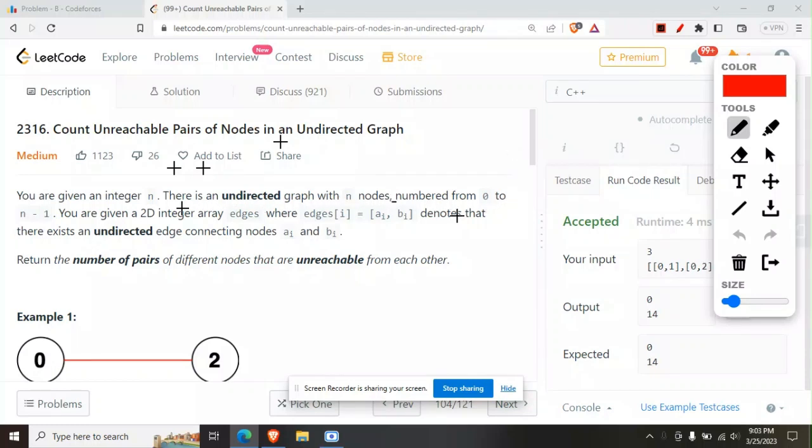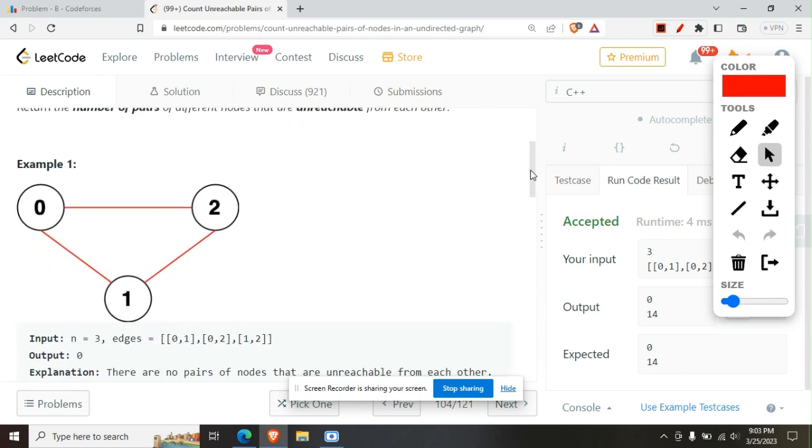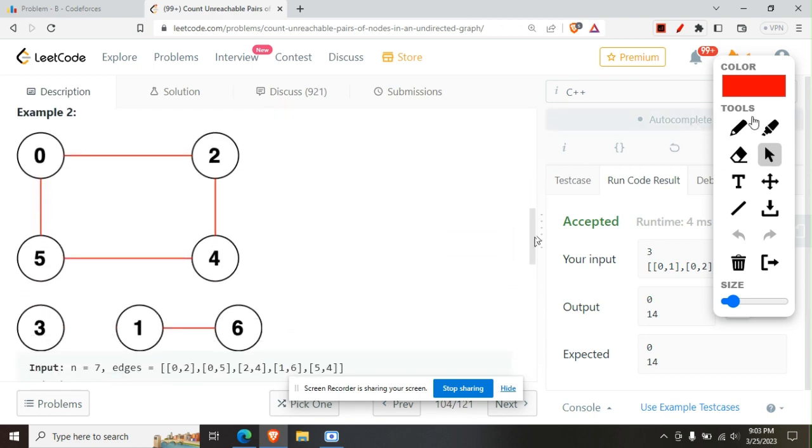Hey there, today we'll be doing question 2316, count unreachable pairs of nodes in an undirected graph on LeetCode. The given question statement is: you are given an integer n. There is an undirected graph with n nodes numbered from 0 to n minus 1. You are given a 2D integer array edges where edges[i] equals [a_i, b_i] denotes that there exists an undirected edge connecting nodes a_i and b_i. Return the number of pairs of different nodes that are unreachable from each other.